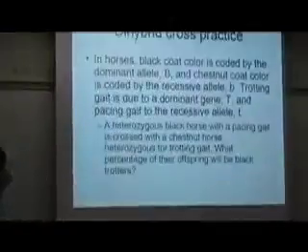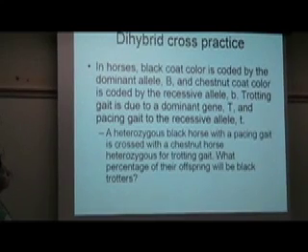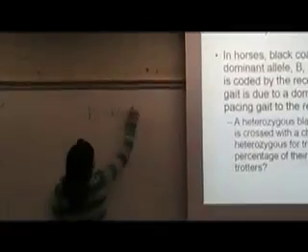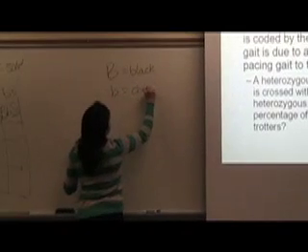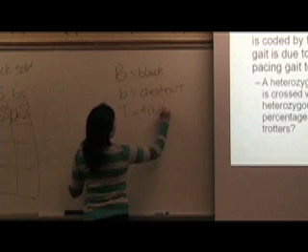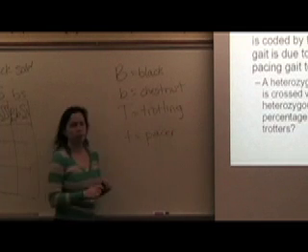In horses, black coat is coded by the dominant allele big B, and chestnut coat color is coded by the recessive allele little b. Trotting gait is due to a dominant gene big T, and pacing gait is due to a recessive allele little t. Okay, so let's write down what we know. Big B makes black, little b makes chestnut, big T has trotting gait, and little t has a pacer's gait. So this is what we know so far.